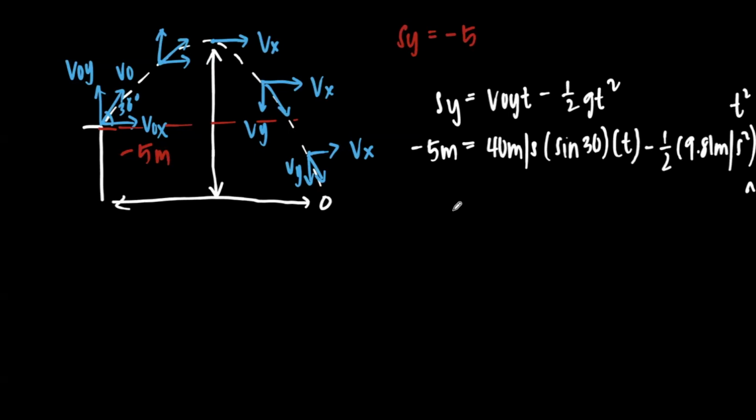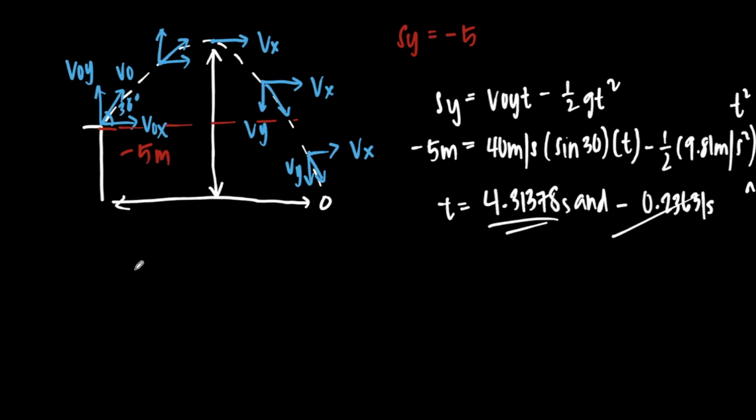So using the quadratic equation, we will see that t is equal to positive 4.31378 and negative 0.23631 seconds. But since time can never be negative, we reject this answer and we only take this into account. So the time that the ball took is 4.31378 seconds.